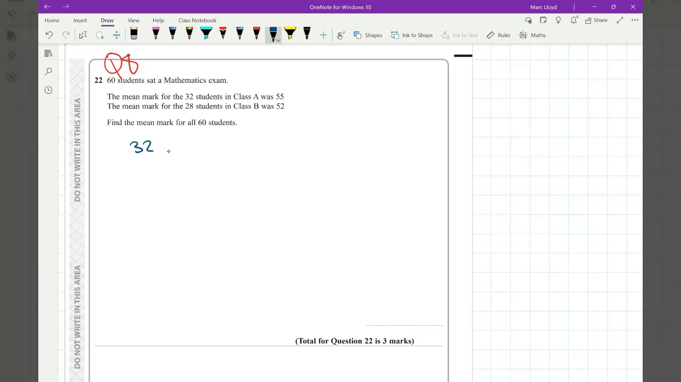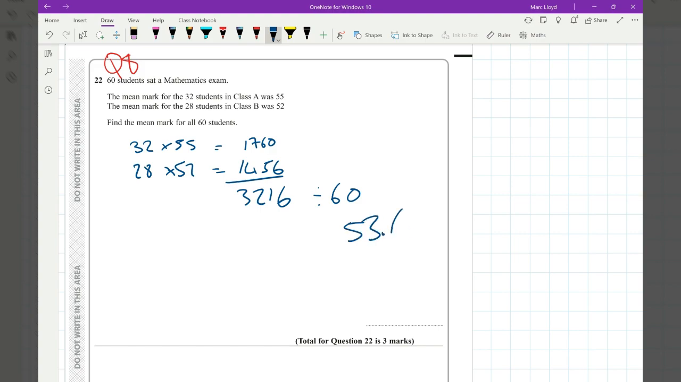So we need to know how many marks everybody got. So 32 times 55 and 28 times by 52 will tell us the total marks for everybody. 1760. 28 times by 52 gives me 1456. You've then got to add them together, and that gives 3216, and then we divide that by 60. Format decimal, and that is 53.6. What you can't do is add the two of them together, divide by 2 and get 53.5. Does not work like that.